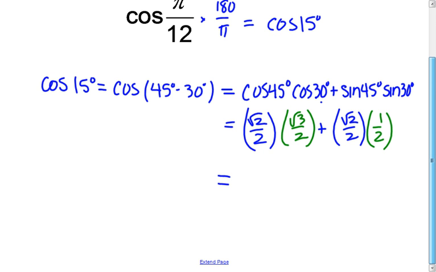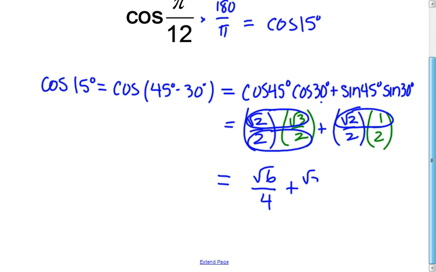Okay, here are your multiplying fractions. Root 2 times root 3 is root 6. And 2 times 2 is 4. Remember, when you're multiplying fractions, you multiply across the top, multiply across the bottom. On the other side, root 2 times 1 is root 2. And on the bottom, 2 times 2 is 4.